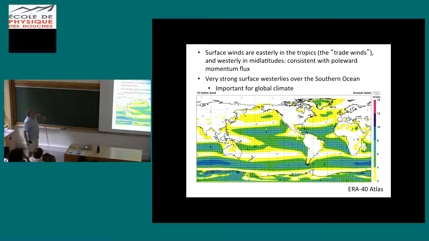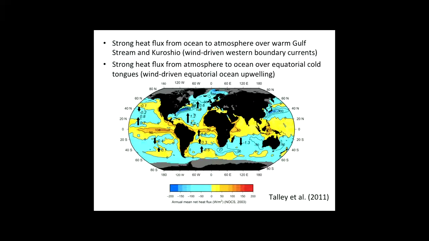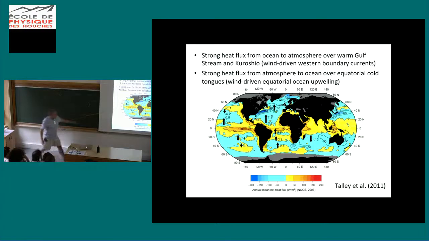Four, I guess. But you see that these surface winds are very important for global climate. I'm not going to talk about the ocean, really, but I just thought I would quickly mention a couple of ocean features. So this is the annual mean heat flux from the atmosphere to the ocean, observed, and you see that there are strong negatives here over the Gulf Stream and the Kuroshio.